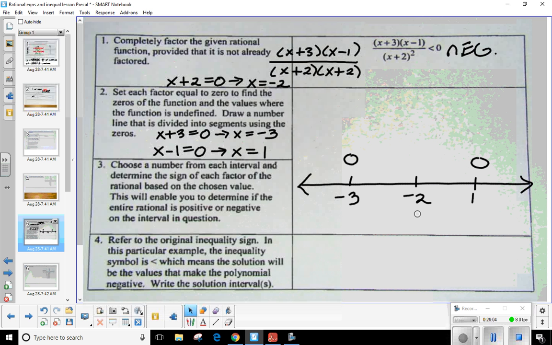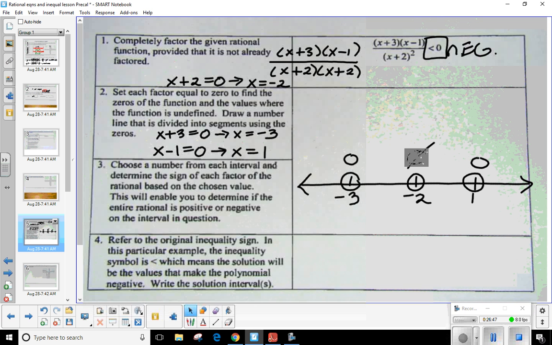Where did the -2 come from? It came from the denominator, so it's my undefined value. No matter what happens, we never include the undefined value. Always an open circle. But what about the other two? They are included? What does my inequality say? Less than. We don't have equality, so both of these would be open circles as well. The only time I can put closed is if we have the equality. Okay, so how are we doing on that? Any questions?